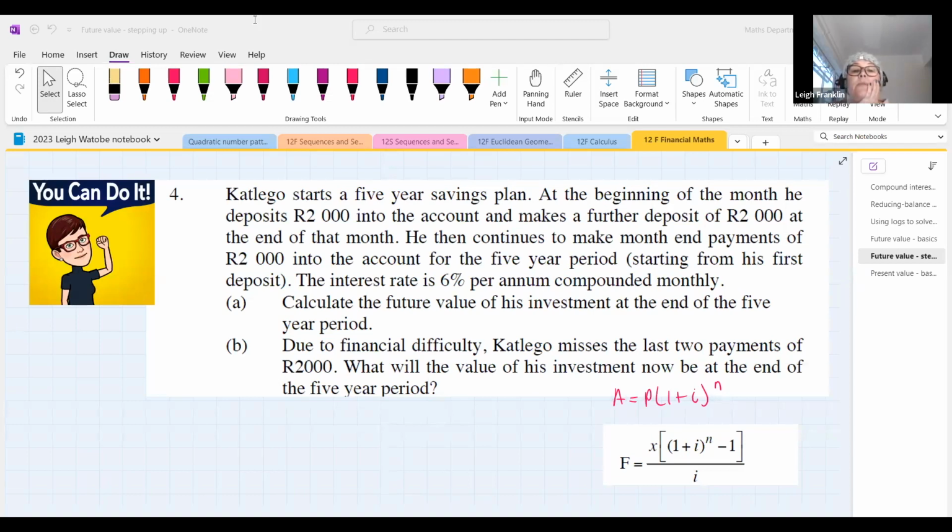Tabang, Lebogang, Yamkela. If that's what you DM'd me as your answer for A, then I got a different one for you. I'm sorry. And Tukozo, I got the same. Tato, I got a different one. Just check your N values, that your N is correct. That's probably what it is in this case.